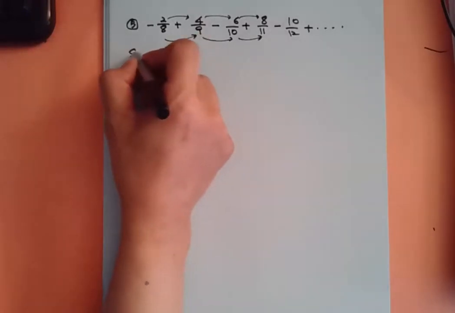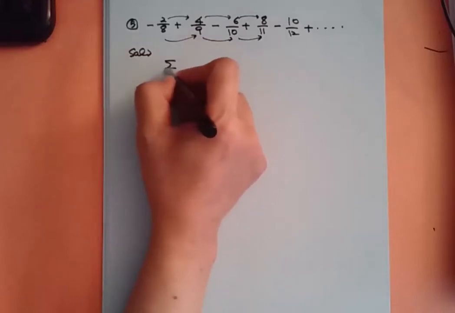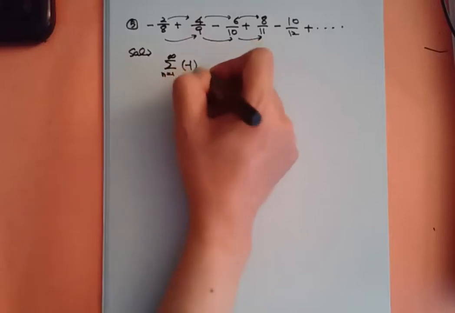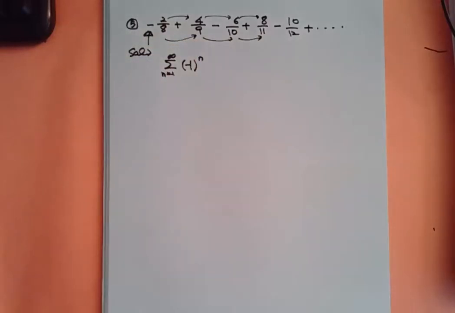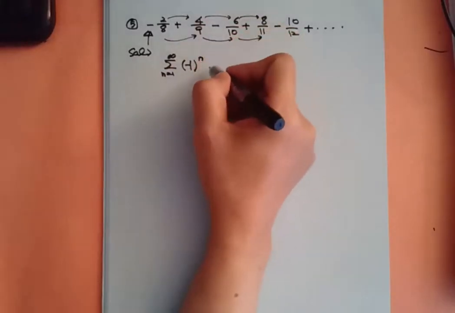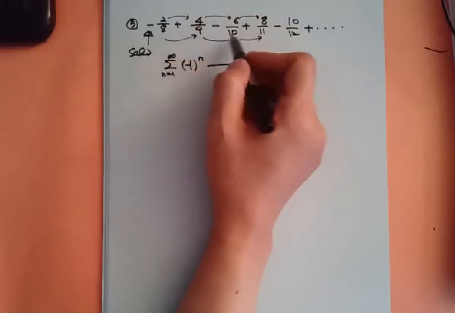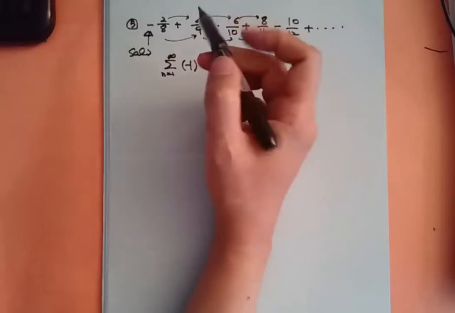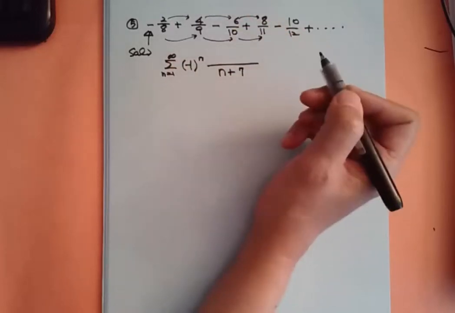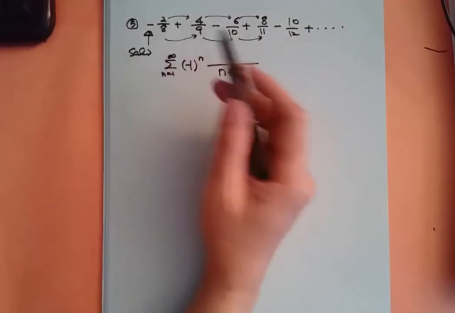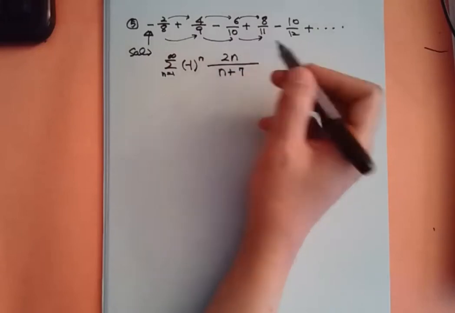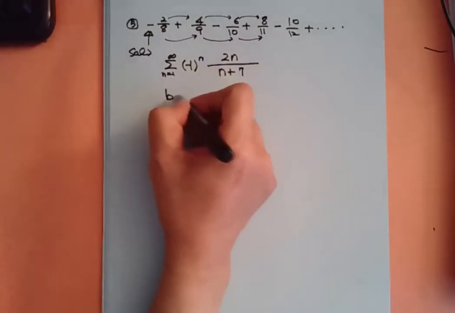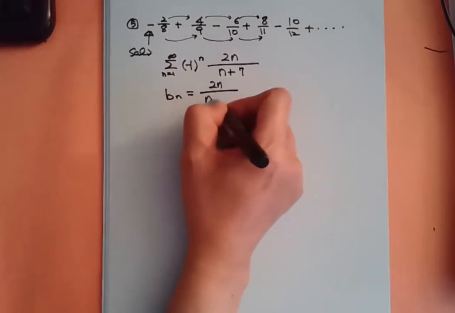So this series can be written as summation n equals 1 to infinity, minus 1 to the n this time, not n plus 1, because the first term starts with a negative number. So the denominator is just a natural number, n, but to adjust the first term, we have to add 7, because 1 plus 7 will make 8 the first term. Obviously, the numerator is an even number, 2n. So we can say that bn is 2n over n plus 7.